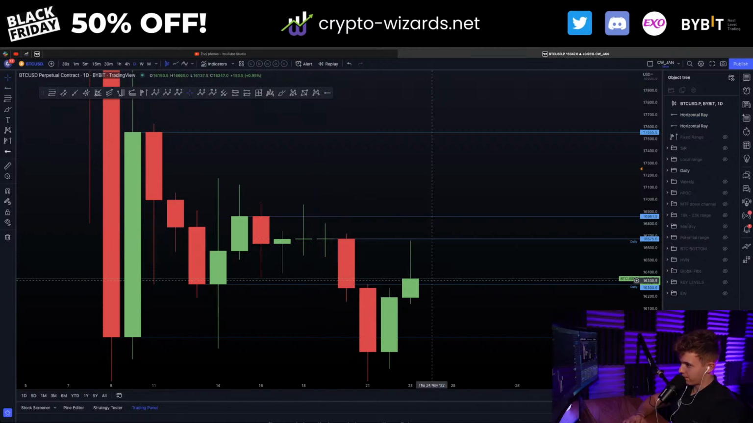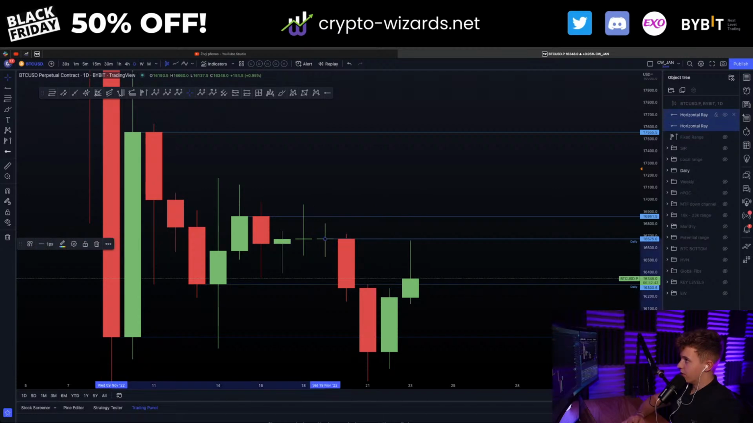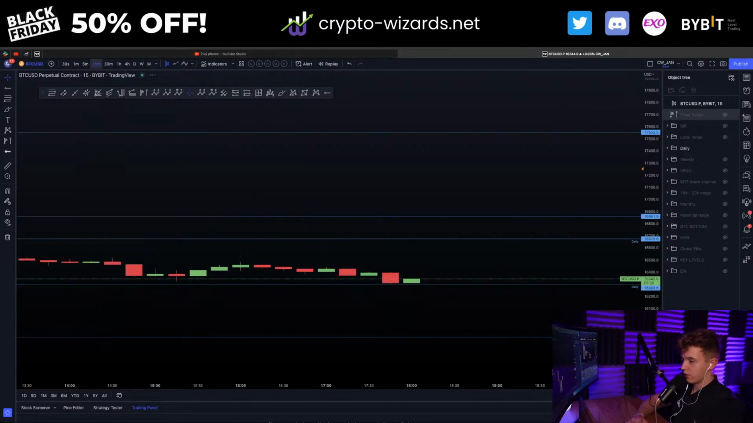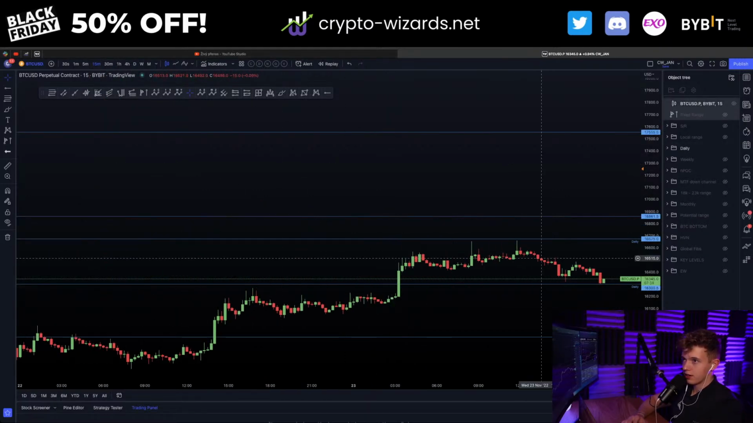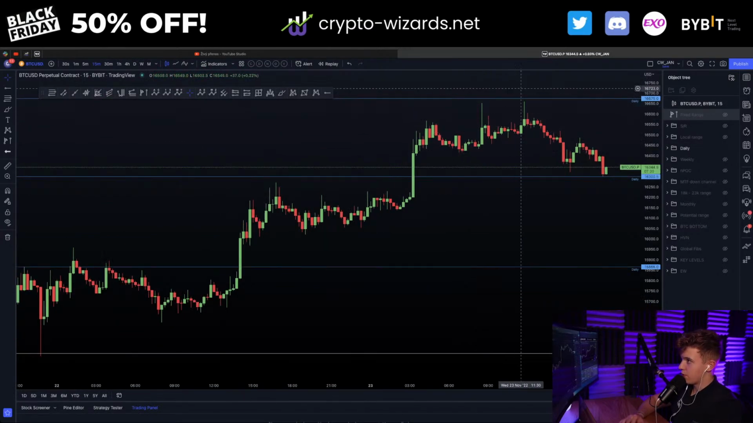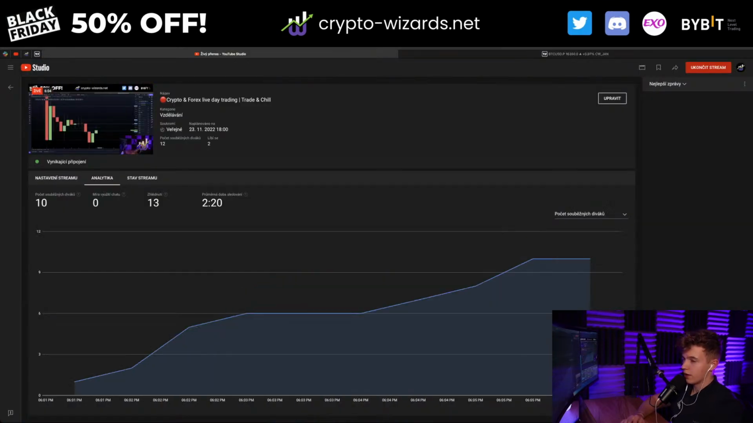Very simple stuff. I'm teaching this even in a free spectator section, so you don't have to be a wizard member to know how to use these daily levels. If we go to a lower time frame, we can go down to like 15 minutes. You see, respected pretty well twice. We got front run by approximately $15, so very well respected so far.